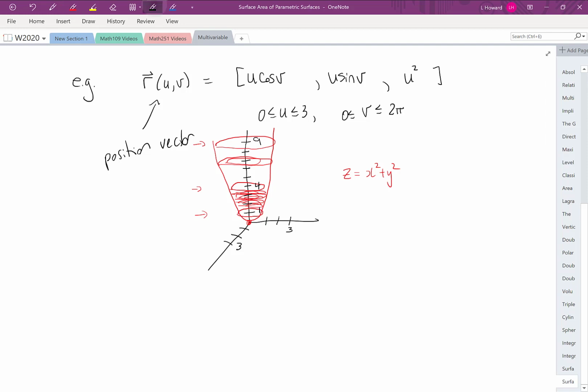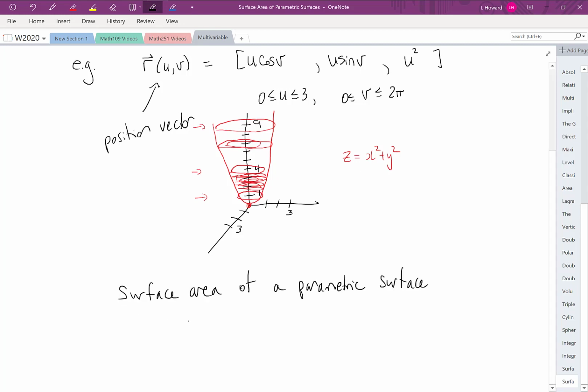Now let's see the formula for surface area for a parametric surface. So our formula will somehow have to involve these parameters u and v, and this is specifically how it works. So surface area is going to be the double integral over R of the length of r sub u cross r sub v du dv. But let's look in a little bit more detail at this integrand.